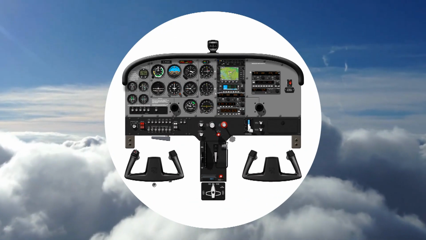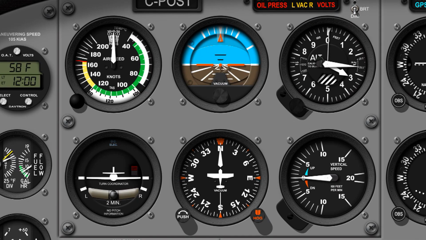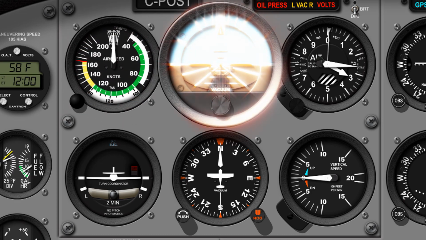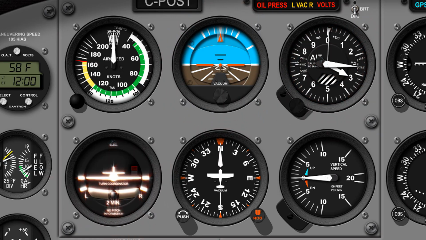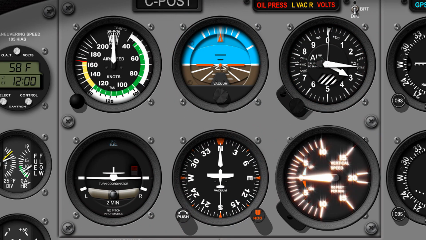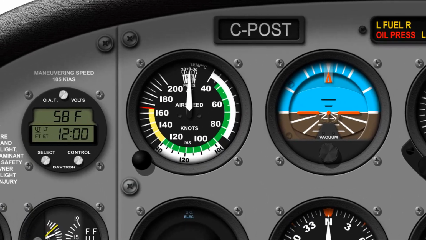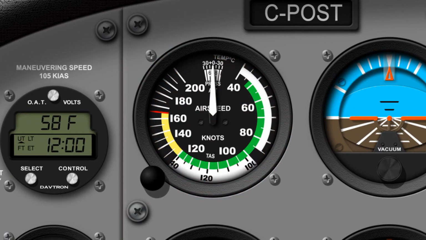This lesson will be a series of 6 combined lessons where we will be teaching you about the 6 basic flight instruments in the Cessna 172 aircraft. These are the airspeed indicator, attitude indicator or artificial horizon, altimeter, turn coordinator, heading indicator, and vertical speed indicator. We will be discussing what these gauges represent and how they function. We will start with the airspeed indicator, or ASI.